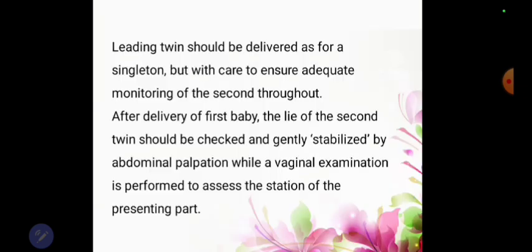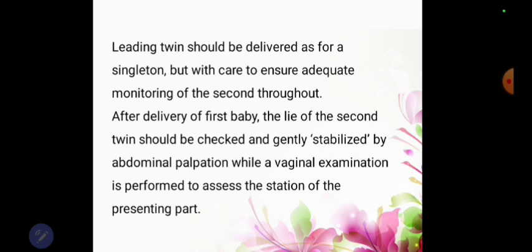This is a complication of twin pregnancy, also regarding the second twin, called retained second twin. The leading twin is usually delivered as for a singleton, but with care to ensure adequate monitoring of the second throughout. Vaginal delivery for twin pregnancy mandates that the first is preferably cephalic.